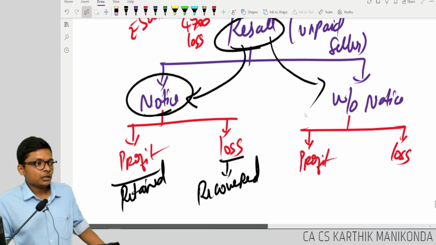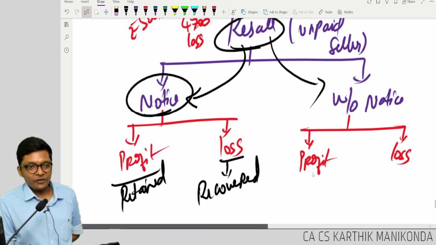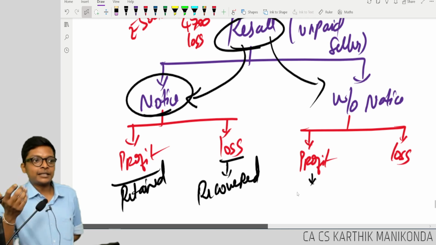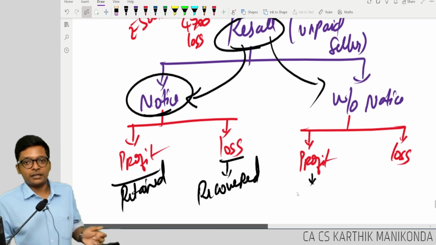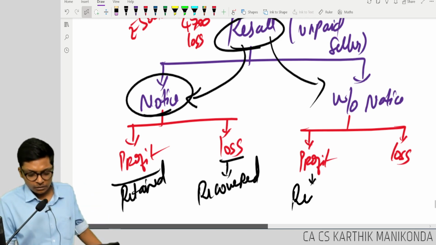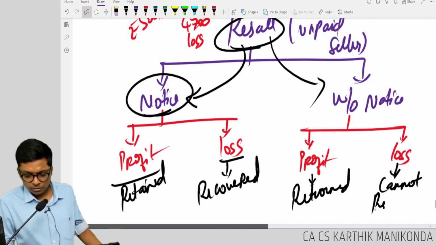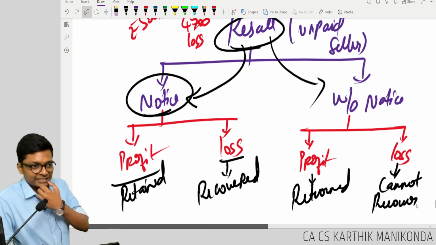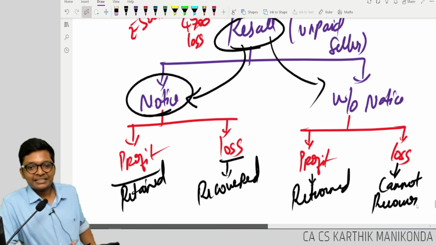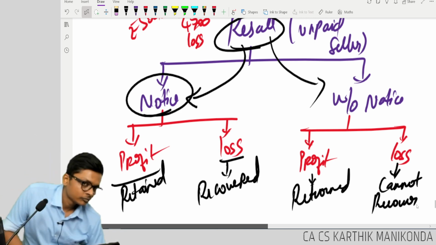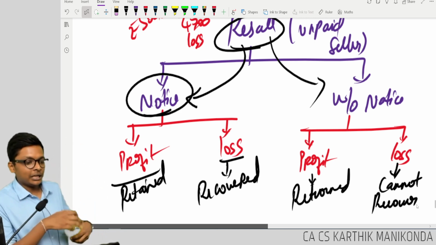If I resell without notice, profit retained again. Profit should be returned. He will tell, give the profit. Loss, can you recover? Cannot recover. This is what you are saying. Check guys, is this the answer? Check it once. I am writing what you are saying.